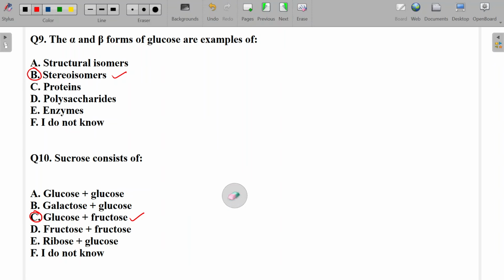Okay, wonderful. So don't forget, make sure you know what sucrose contains, what lactose contains, what maltose contains, all those. You need to know them because they're very important when it comes to carbohydrates. So at least know them so that even if they give you a question, you'll be able to answer.